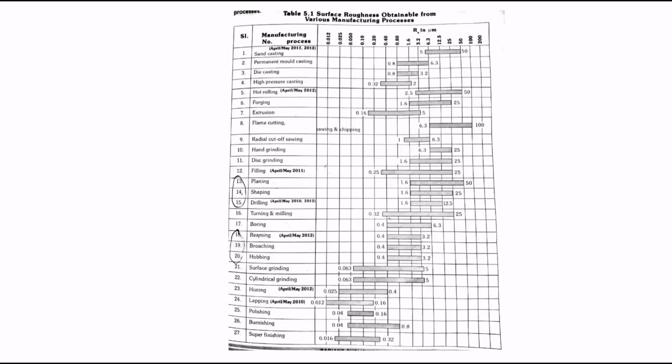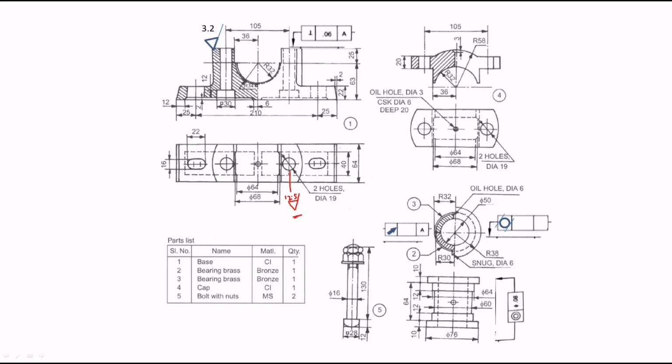Look at this, this 12.5 belongs to drilling. Mostly 3.2 goes with these three: reaming, broaching, hobbing. So 12.5 is nothing but drilling. This 12.5 is indicated for holes. This 3.2 is indicated for reaming or broaching. So this kind of values and symbols we can use from the surface roughness symbols and surface roughness values.